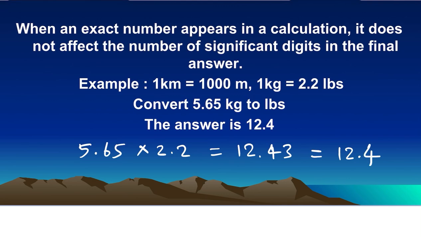Because 5.65 is the measured quantity and it has 3 significant figures. And we don't consider 2.2 in the calculation here for the number of sig figs, because 2.2 is coming from a conversion factor which is 1 kilogram is 2.2 pounds. So we ignore that. Based on the measured quantity which is 5.65, we keep 3 digits. So 12.4 pounds will be the answer.